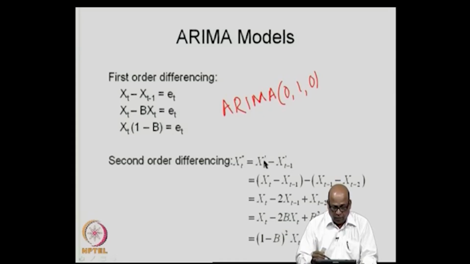What is x dash t? It is the first order differencing. Therefore, I will write this as x t minus x t minus 1. And what is x dash t minus 1? It is x t minus 1 minus x t minus 2, that is the first order differencing on x t minus 1.